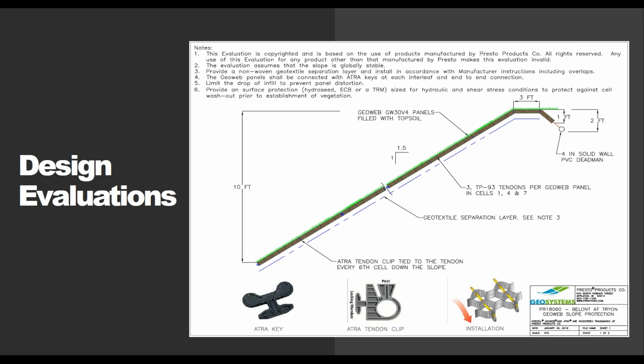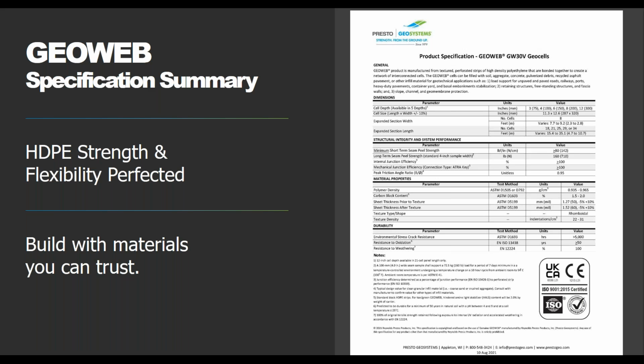We're going to provide this complete evaluation. It's going to have anchorage requirements, whether or not you may need that geotextile separation layer underneath the panels, anything that you might need to be able to put the GeoWeb system into your project, the evaluation would provide for you. And then just a quick recap, here's our specification sheet again.